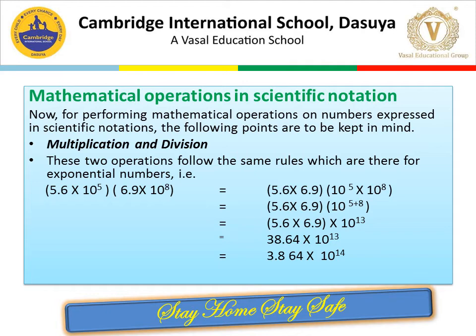Now if it has to be expressed in scientific notation, that is in the form of N into 10 power n, then we will write this answer as 3.864 into 10 power 14. Since we have shifted the decimal place to the left, the power has increased by 1. Since the decimal is shifted by one place, the power has also changed by 1 unit.